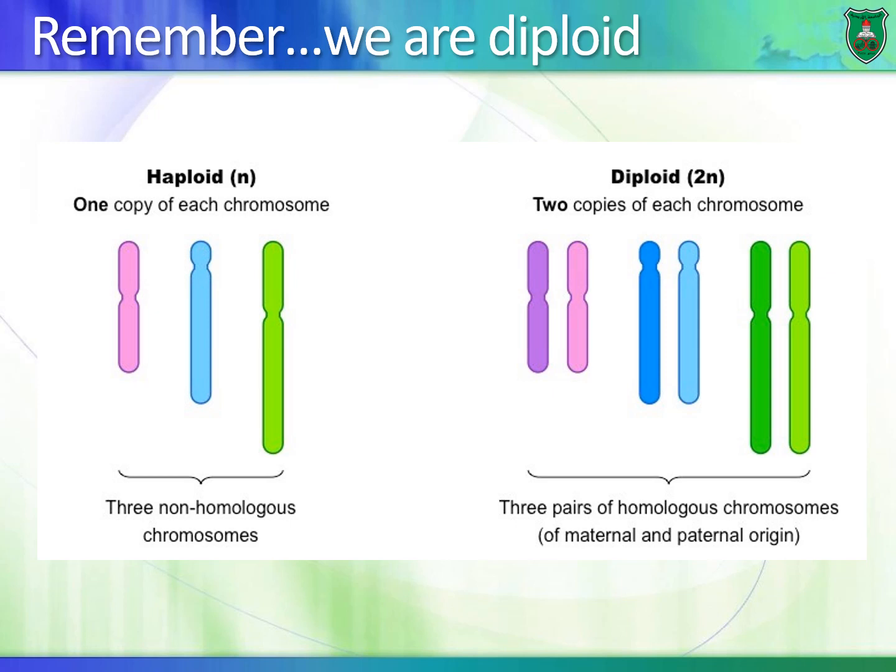Remember, we are diploid, we are not haploid. What I mean by haploid is that we have one copy of each chromosome. Okay, so we say that these are 3 non-homologous chromosomes because they are different from each other: chromosome 1, chromosome 2, chromosome 3. Now, if I say this cell is a diploid cell, I'm saying that I have a pair of every chromosome. So I have 2 copies of chromosome 1, 2 copies of chromosome 2, 2 copies of chromosome 3, and so on.